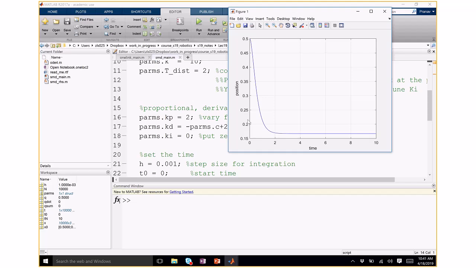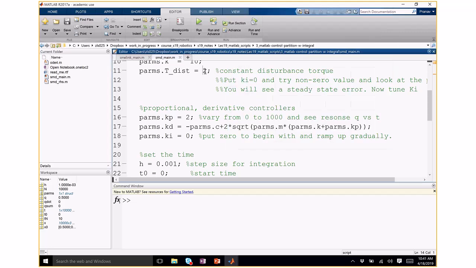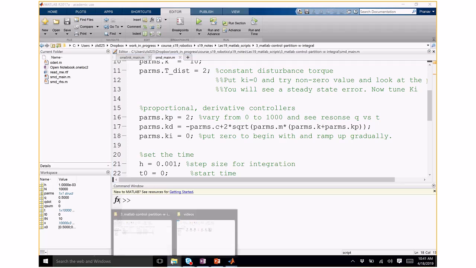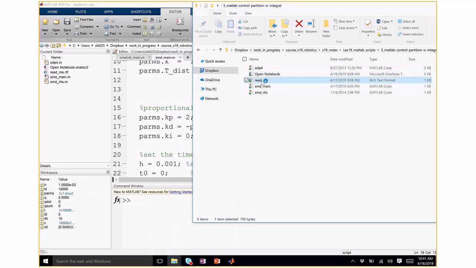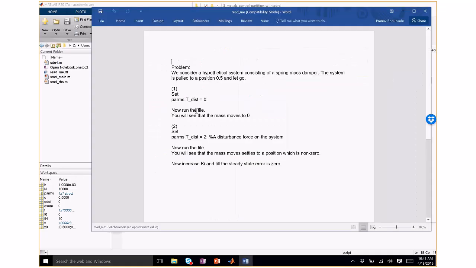So I put this into 0.5, let it go. And if there was no disturbance, it would have gone to 0. Because there's a disturbance of 2, right here, it goes to 0.15. So now I can increase the gain. And by the way, you'll forget this. There's a video, but you can also read the README, what you're supposed to do.